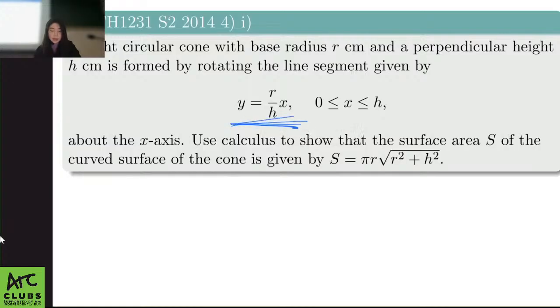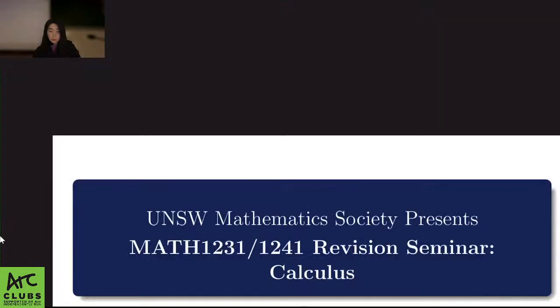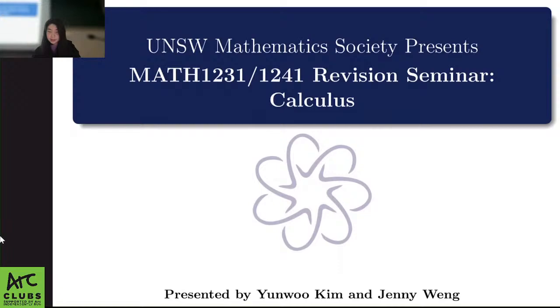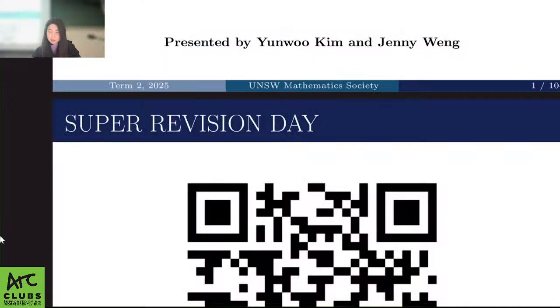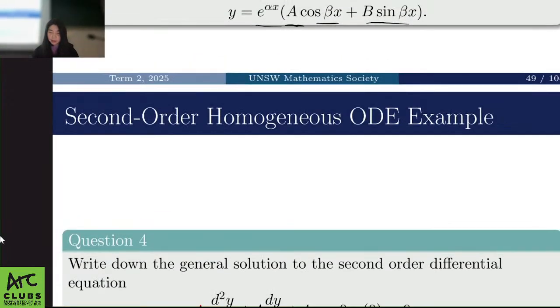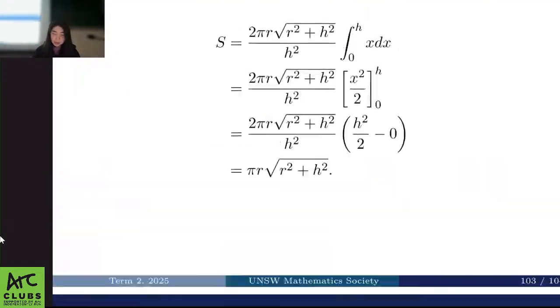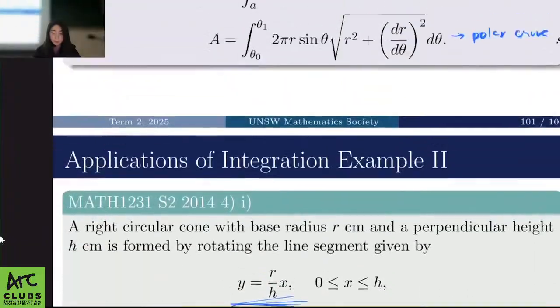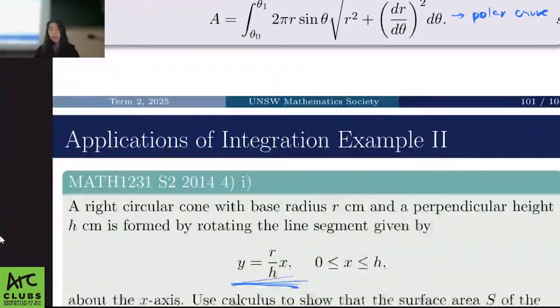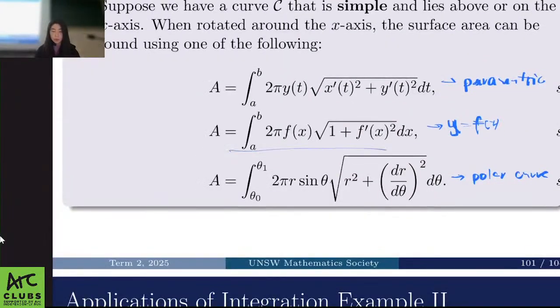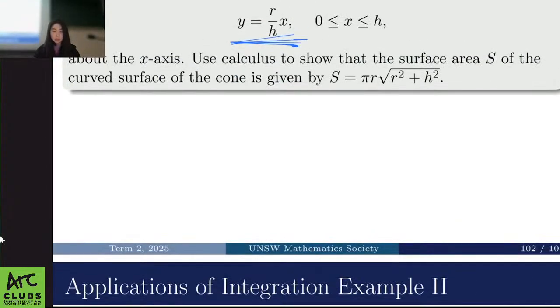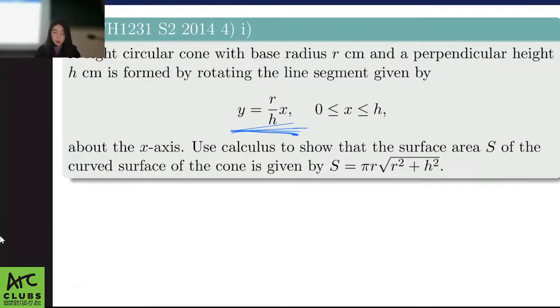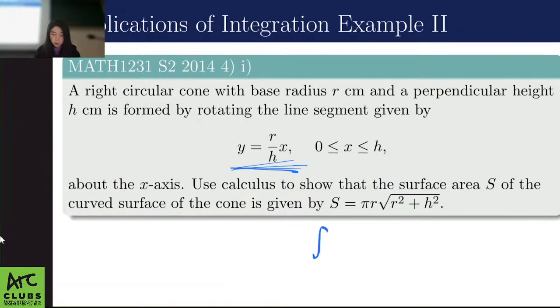So note that this actually corresponds to our second form, which is the y is equal to f(x) form. So you can just substitute it into this formula given by 2 pi times f(x) and then the square root of that. So we just literally substitute that. Notice the bounds are going to be from 0 to h.